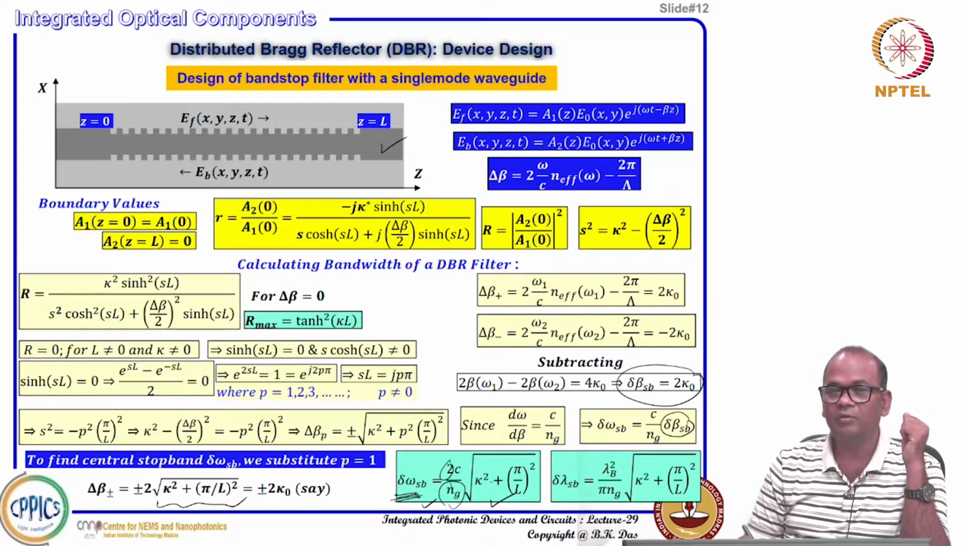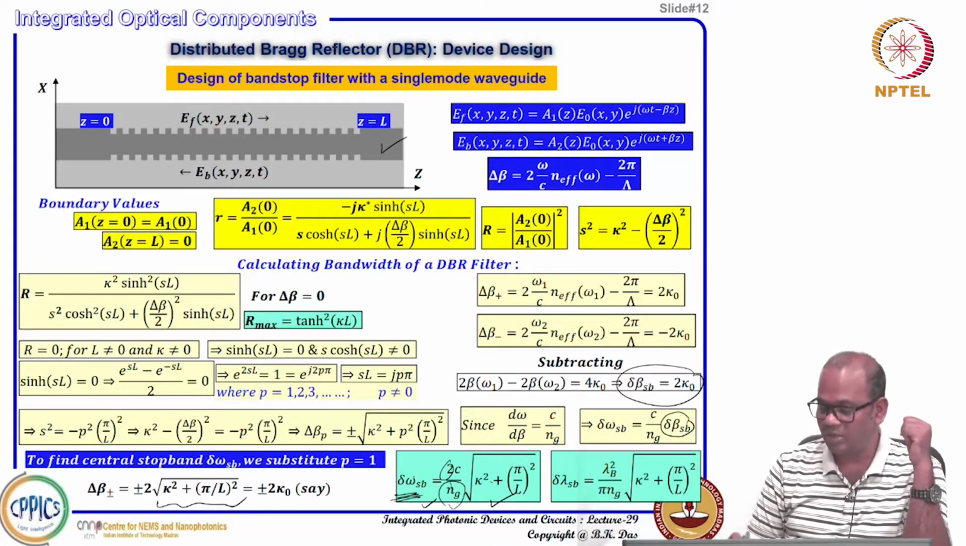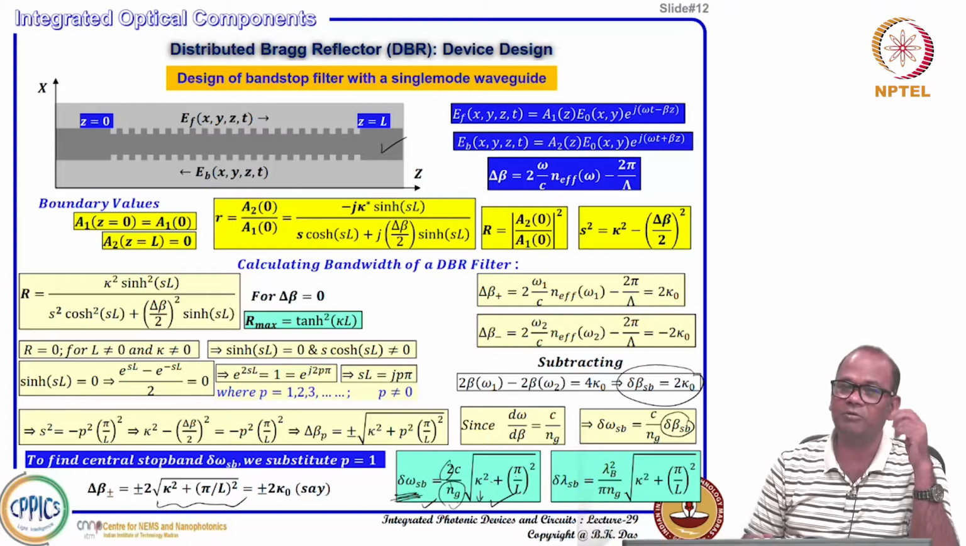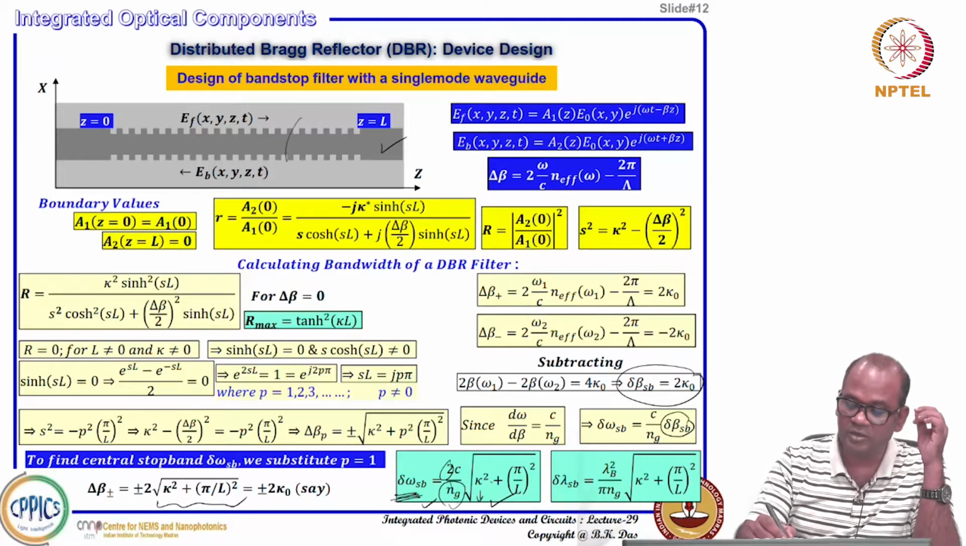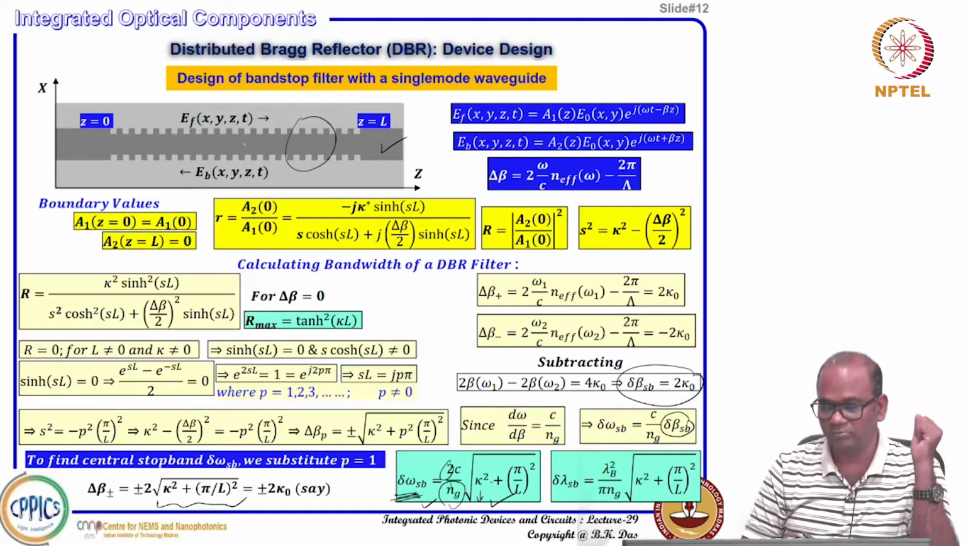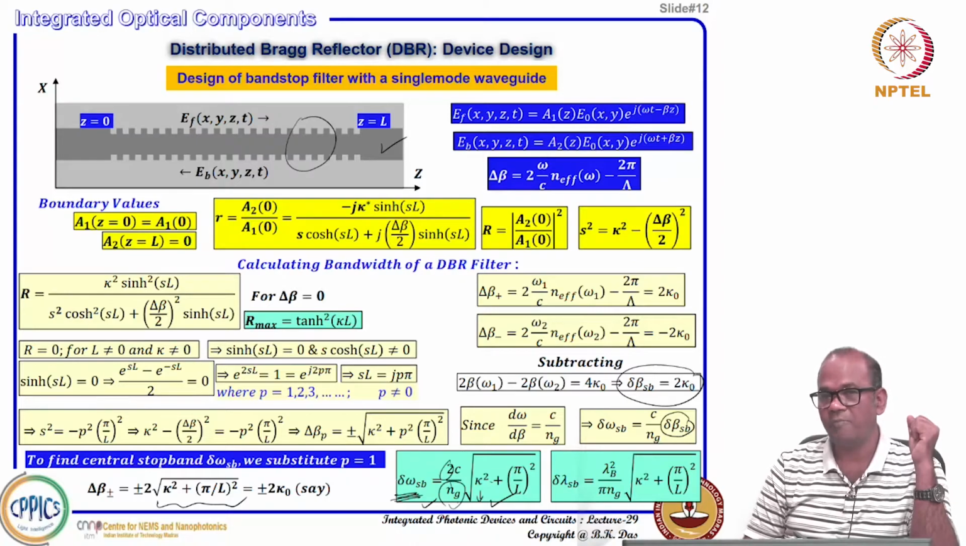Mainly n g, for a given single mode waveguide structure, n g does not change much. So, only kappa you can control. How can kappa be controlled? By how much perturbation you are doing in the waveguide structure: the more the perturbation, the more the kappa value. Okay. So, depending on that I can calculate the stop band centering around the Bragg wavelength or Bragg frequency.